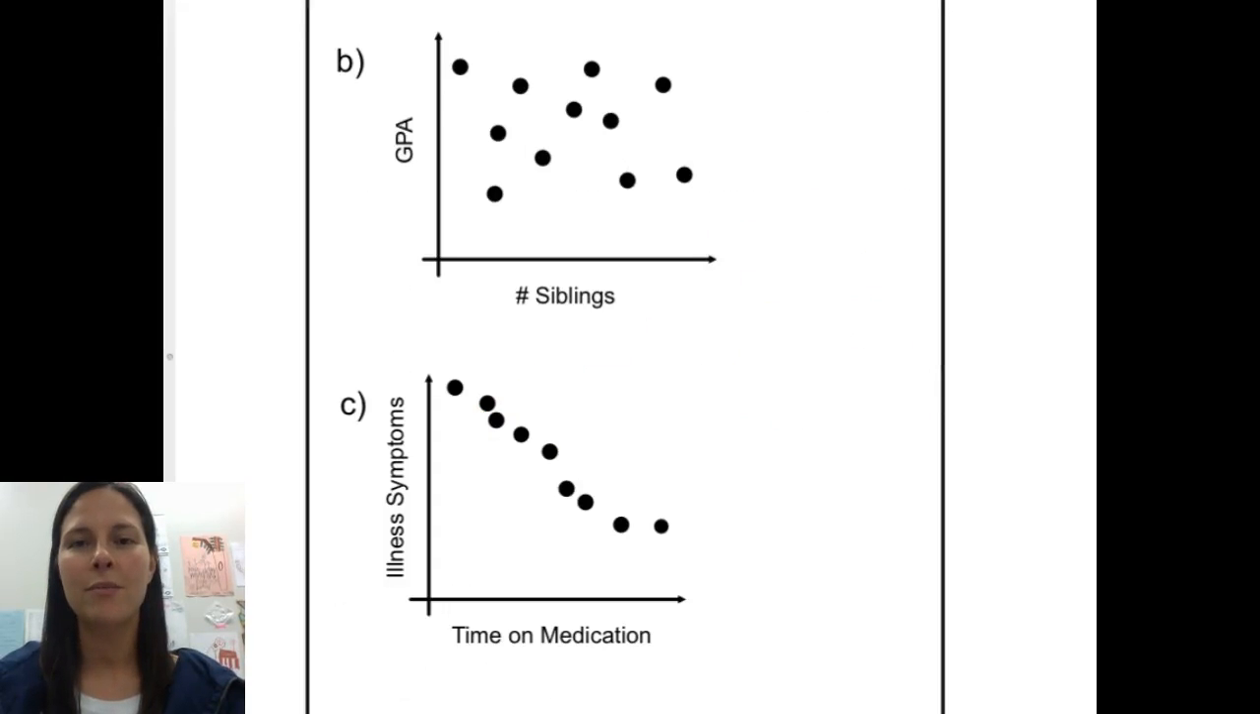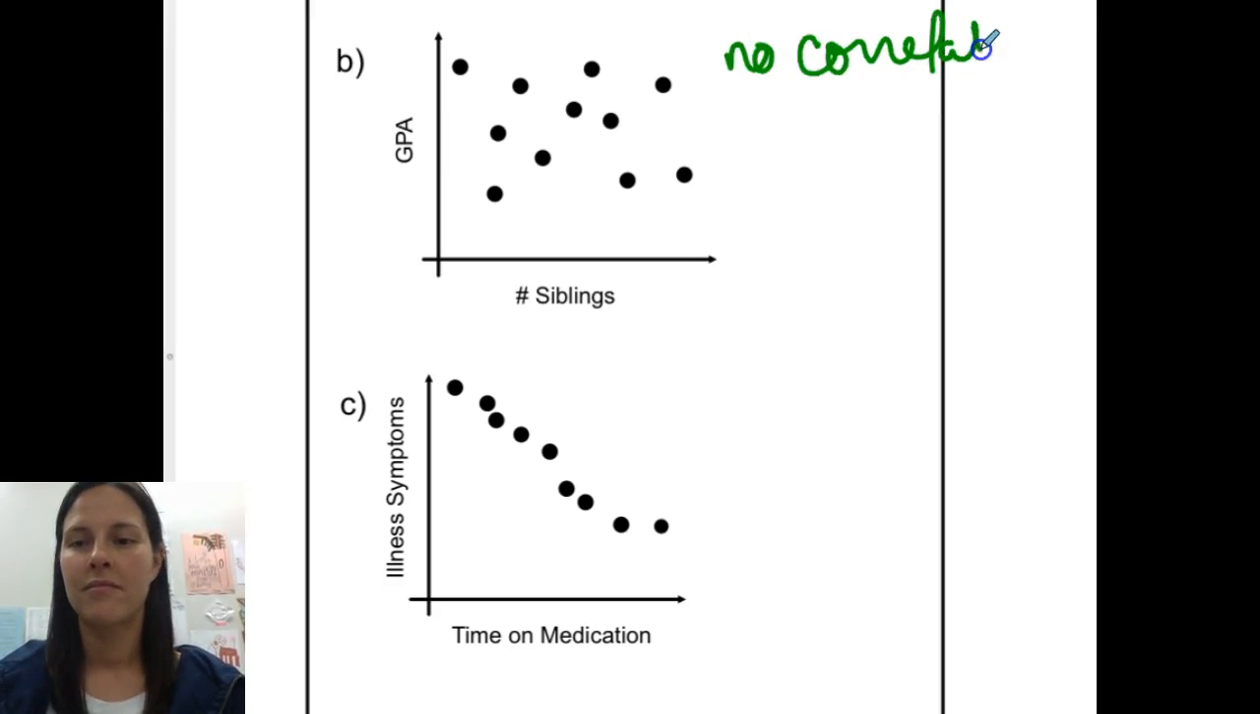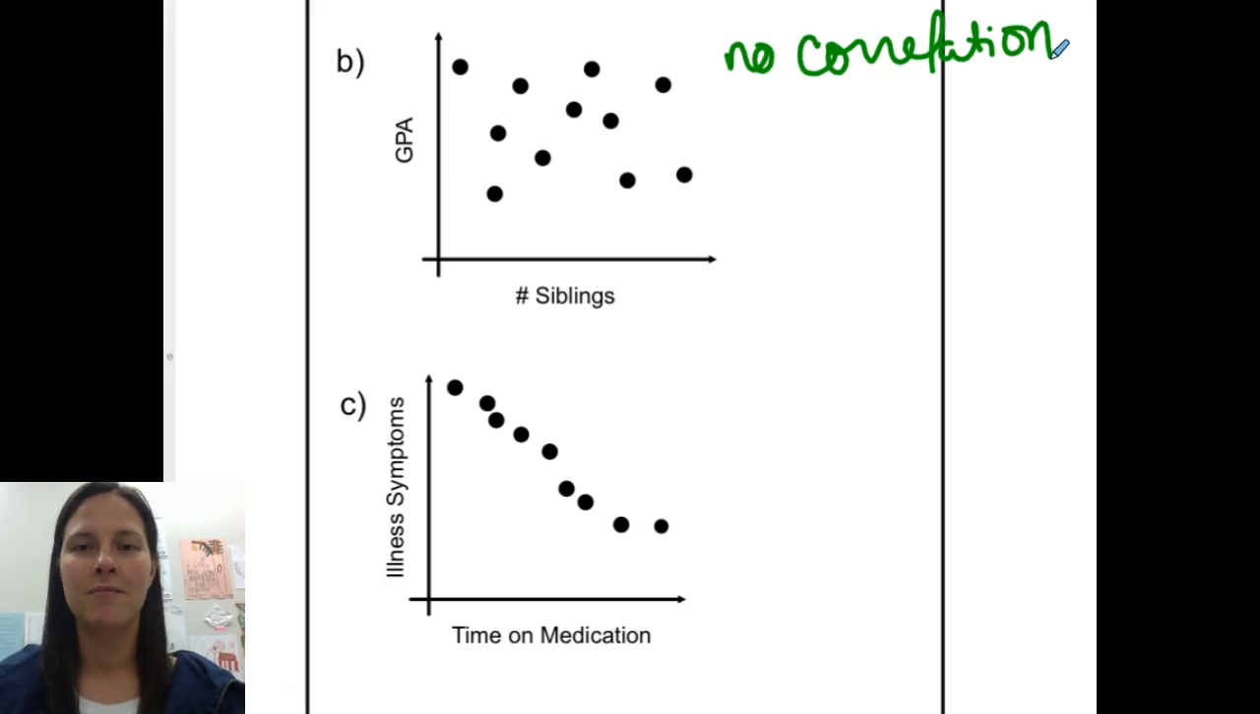Our next graph, these points are all over the place. There doesn't really seem to be a line that I can put through the data that fits it at all. So I would say this has no correlation. And the reason for that is that how many siblings you have has absolutely no bearing on your GPA.